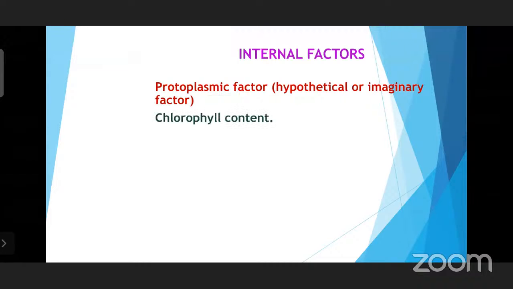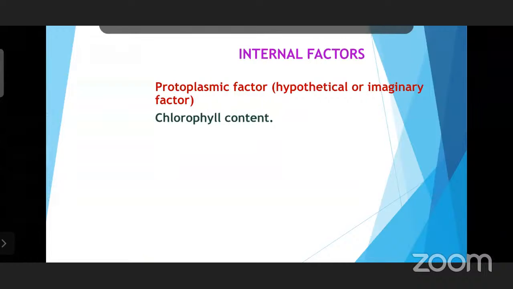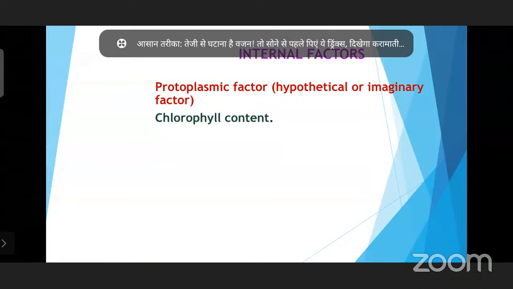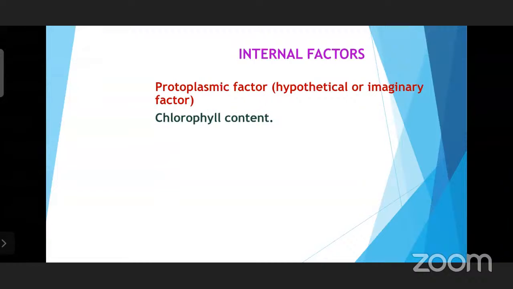Chlorophyll content. Yes, chlorophyll is also very important. You must know chlorophyll. It is a pigment molecule present in the chloroplast. The more molecules of this chlorophyll pigment there are, the more harvesting of sunlight energy will take place and photosynthesis will proceed. So this chlorophyll content is also important.